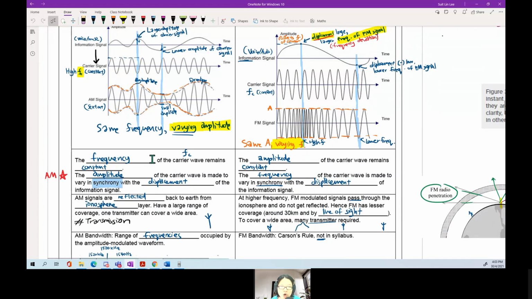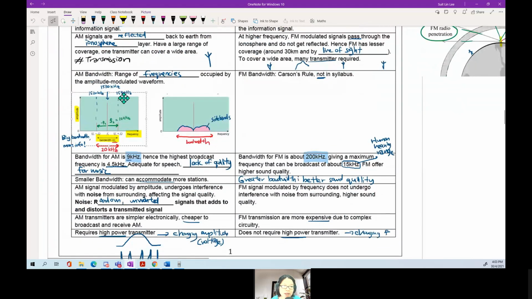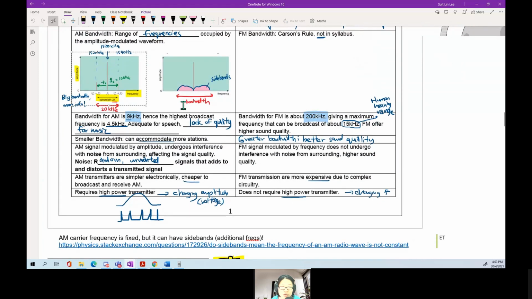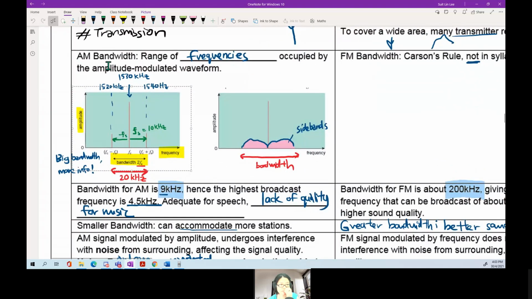Which one is constant? Which one varies in synchrony with the displacement? So AM, amplitude changes in synchrony. FM, frequency changes in synchrony. You also need to know the bandwidth for AM and FM. This one I think is relatively straightforward. So you should go and watch the video about AM and FM. What is bandwidth? But just a very quick one.